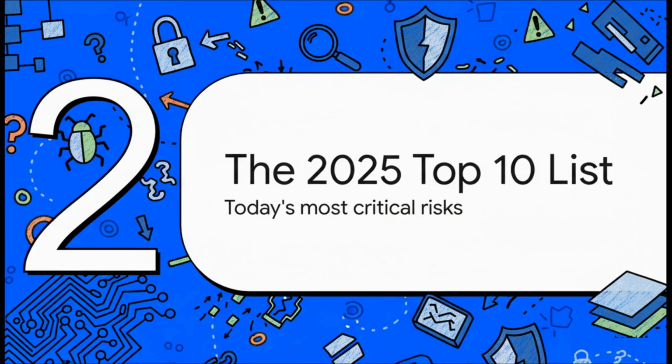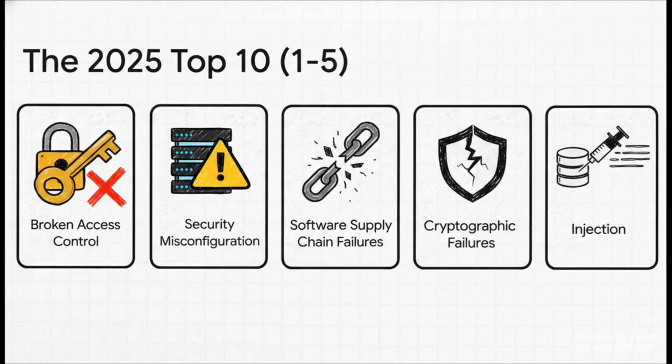Okay, with all that context, let's get to the main event. Here it is, the brand new OWASP Top 10 list for 2025. So let's run through the first 5. Still holding down the number 1 spot is broken access control. This is basically when users can get to stuff they shouldn't be able to.